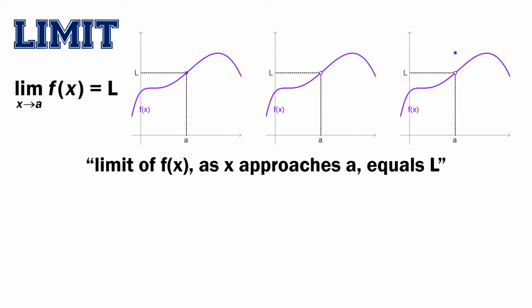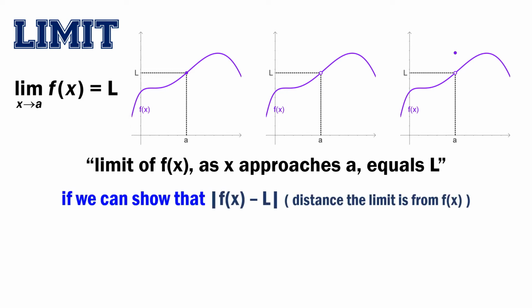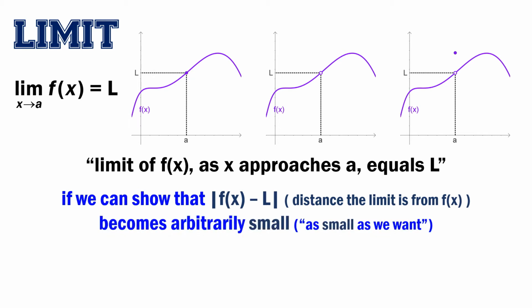Another way we can show the limit of f of x as x approaches a equals L is if we can show that the absolute value of f of x minus L, which is the distance f of x is from the limit, becomes arbitrarily small.